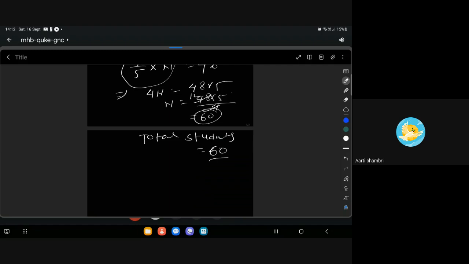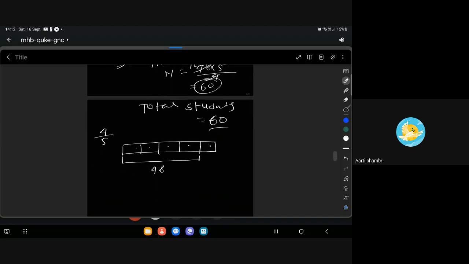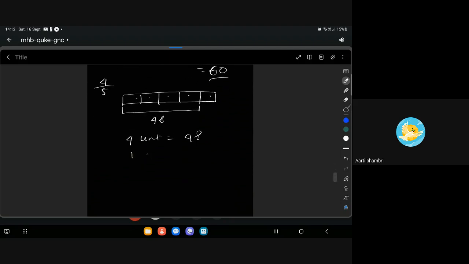You can solve it in another way also. If you assume 100, then also you can solve this problem. Two or three procedures are there. Another thing is that they have told you that 4 by 5 is the boys. 4 by 5 means 4 units out of 5. So 1 unit, 2 unit, 3 unit, 4 unit, 5 unit. Out of this, 4 units is equal to 48. 1 unit is equal to how much? 48 by 4, 12.